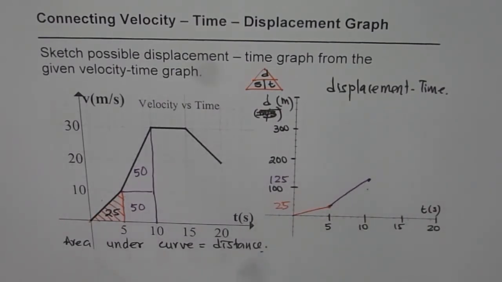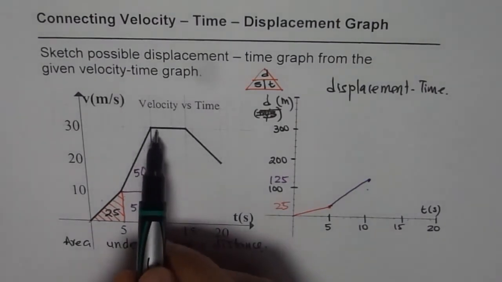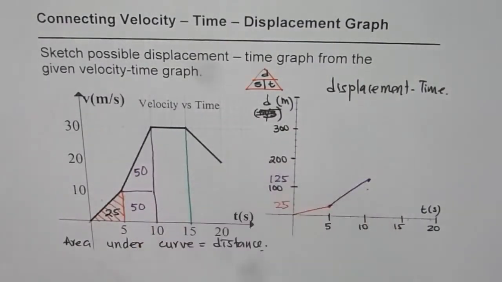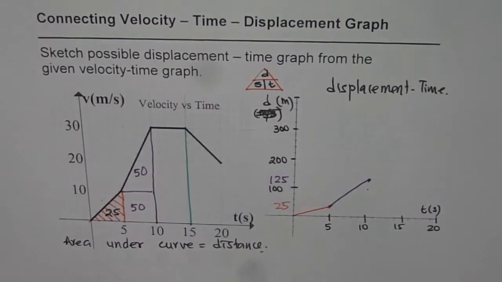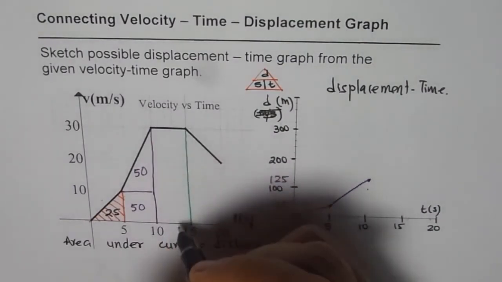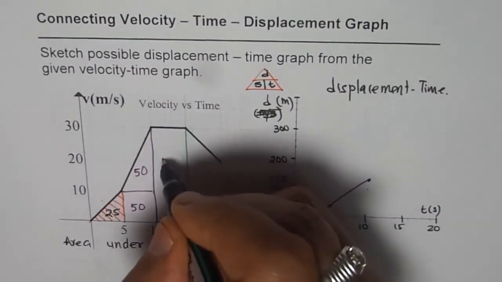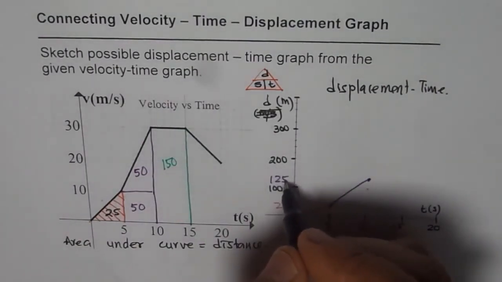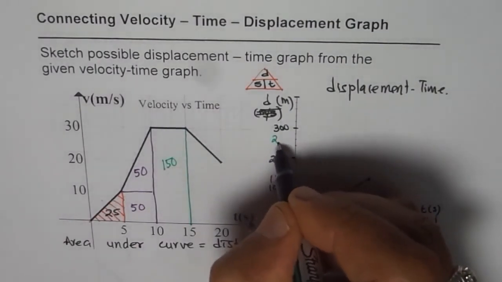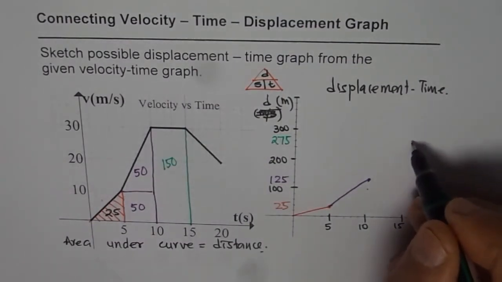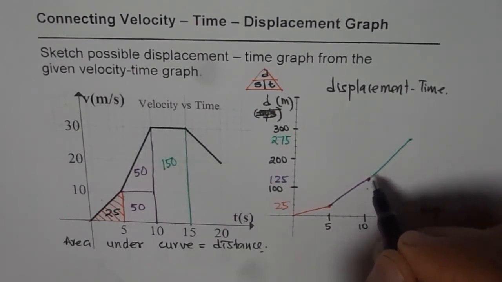Now, object moves at a constant speed of 30 meters per second for 5 seconds, right? So since it is constant, it adds on in the same direction, and this area is 30 times 5, 150. So we'll add 150 to 125, which is 275. So we come here, 275 at 15 seconds. Okay, we'll connect these points and we get 275.